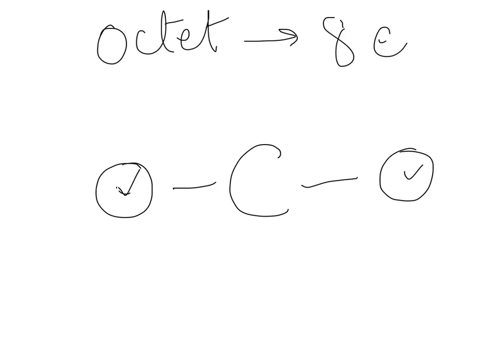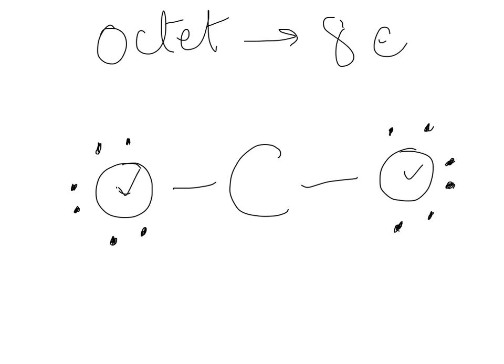So what we're going to do is distribute those 12 electrons equally. So 1, 2, 3, 4, 5, 6, 7, 8, 9, 10, 11, 12. We're done. We used up all the 12 electrons.